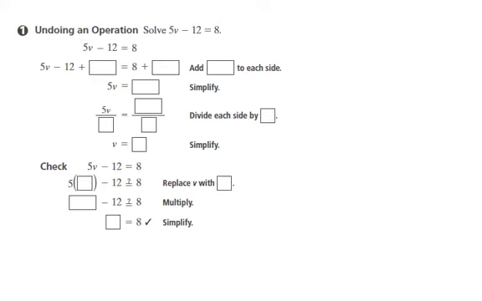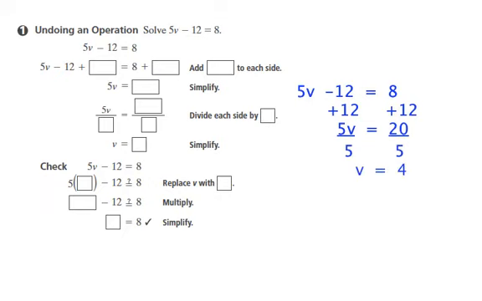Let's try example 1 together. Undoing an operation. We have the equation 5v minus 12 equals 8. Just as our rules stated, we're going to take care of any addition or subtraction in the problem. If we look at this problem, 12 is being subtracted from 5v. So to undo that, we're going to add 12 to both sides of the equation. So you end up with 5v equals 20. Now we're going to solve for v. So we need to divide both sides by 5. So v equals 4.